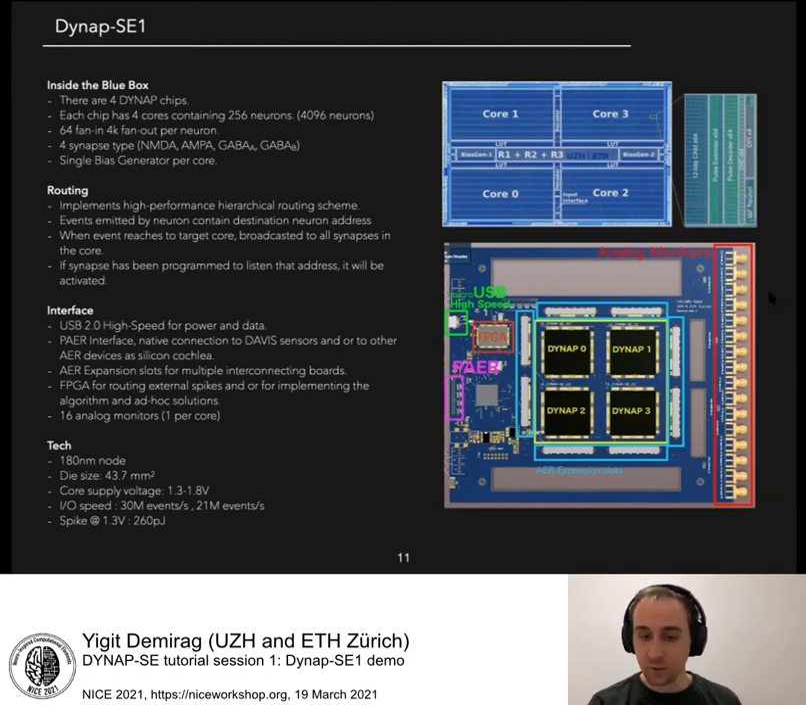It has 16 analog monitors, so you have one monitor per core. With these analog monitors, you can reroute the membrane potentials and watch them in real time. Actually, in the exercise, we are going to do that. This chip is designed with 180 nanometer technology, but still you can see how power efficient it is. It's using 260 picojoules with a 1.3 volt IO supply.